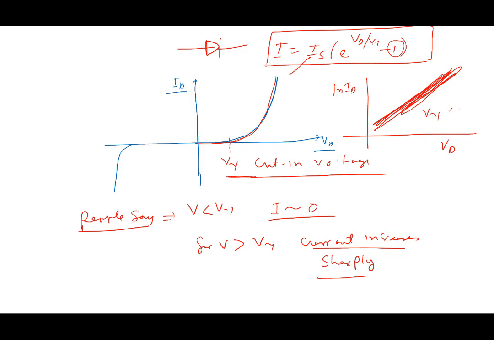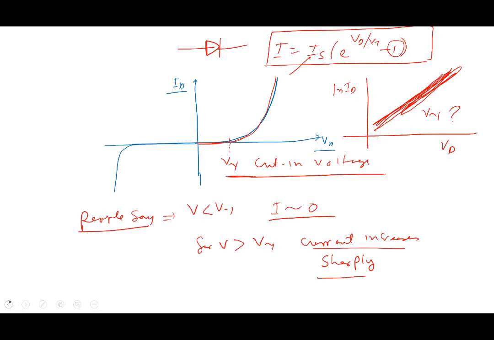Where is V gamma? There is no special point in a diode. That's what I'm trying to emphasize. You will hear that there is a cut-in voltage. Below cut-in voltage, current is 0. Above cut-in voltage, current is there. There is no special point in a diode like this, V gamma. There's nothing special like this here.